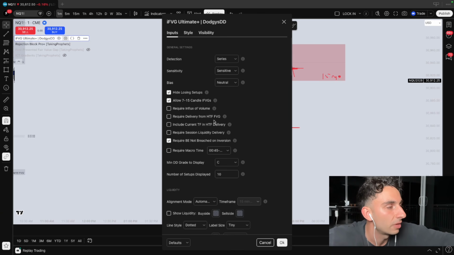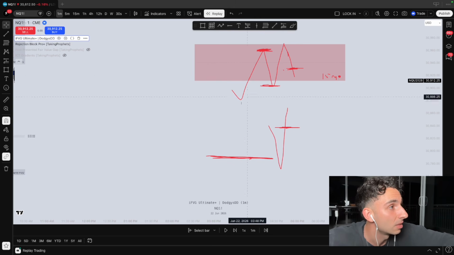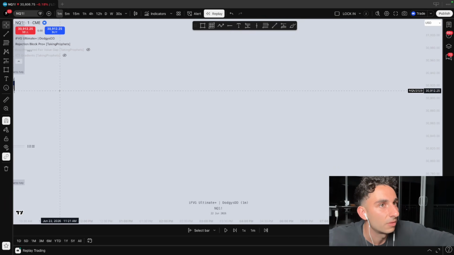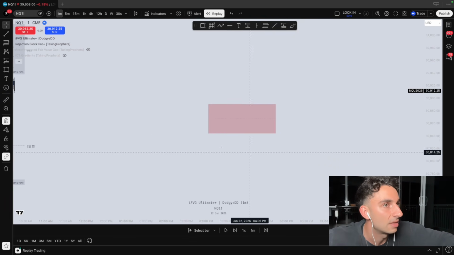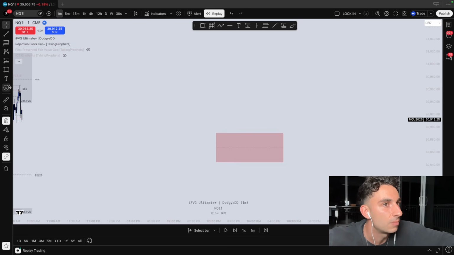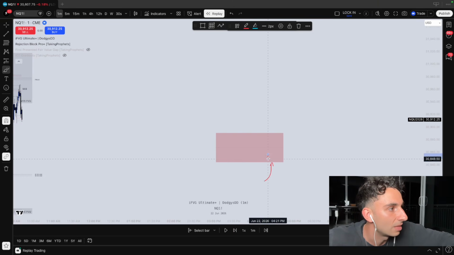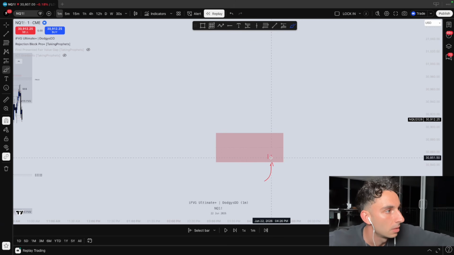Include current time frame delivery. I would kind of ignore that. I would keep it off, to be honest. This is the same idea, exactly like what I just explained with the fair value gaps, except it's using 1 minute gaps. So instead of this being like a 15-minute gap like this, it will just be a 1 minute gap.